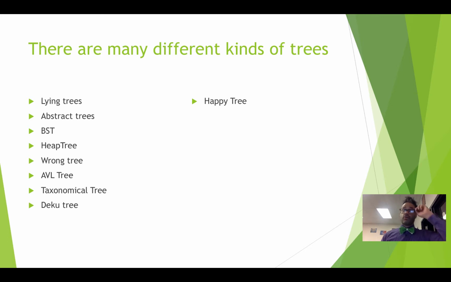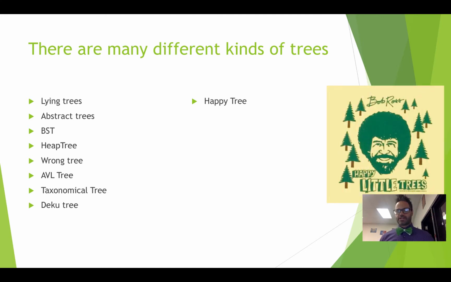We have Happy Tree. Now, Happy Tree, oh, of course, Bob Ross has to be involved. How can we talk about trees and not talk about Bob Ross? We really should be having actually Bob Ross trees on everything we're talking about. We're talking about data structures at all, because Bob Ross makes everything happier and better.